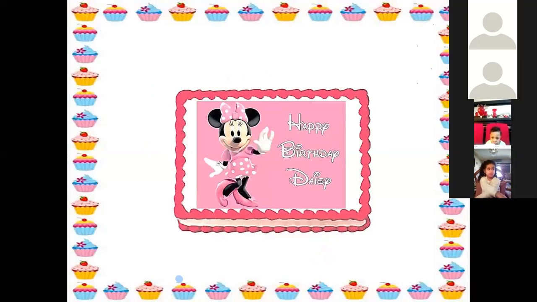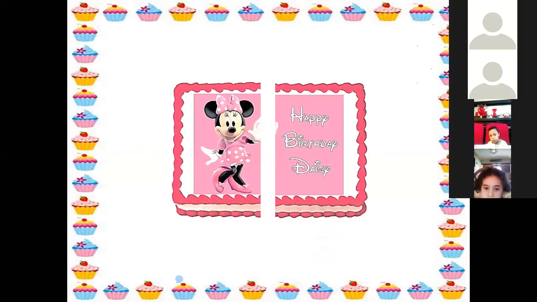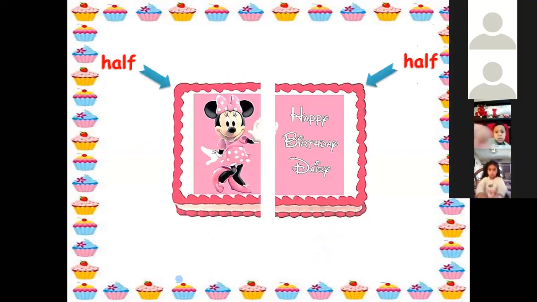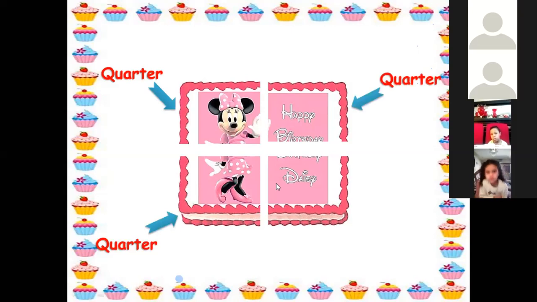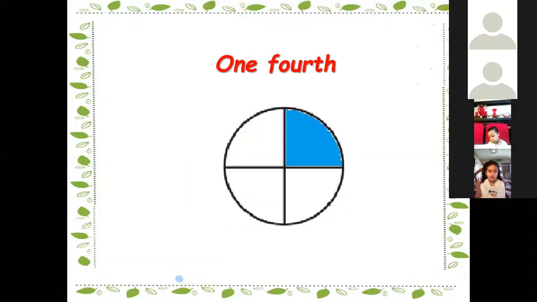The same with the birthday cake. If we cut it down from the middle, we will get 2 halves. This is the half, and this is the other half. If we cut it again from the middle, we will get 4 equal parts, and each part is called a quarter or fourth. This is a quarter, and this is a quarter, and this is a quarter, and this is a quarter. The same with shapes.